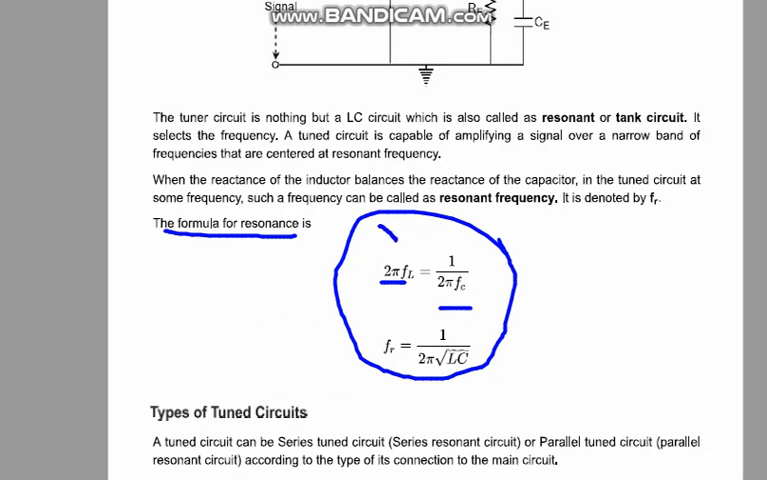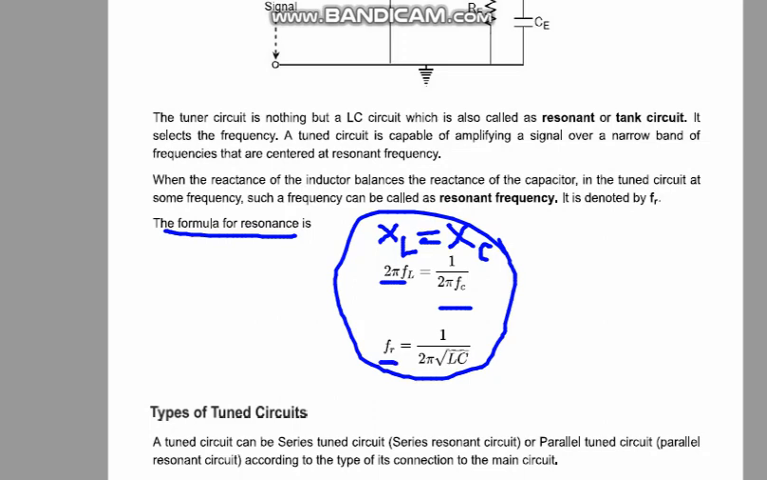That means if XL is equal to XC. In resonance circuits, XL is the impedance of the inductor, and XC is the impedance of the capacitor. And if these are equal, that will be known as a tuned circuit or resonant circuit.